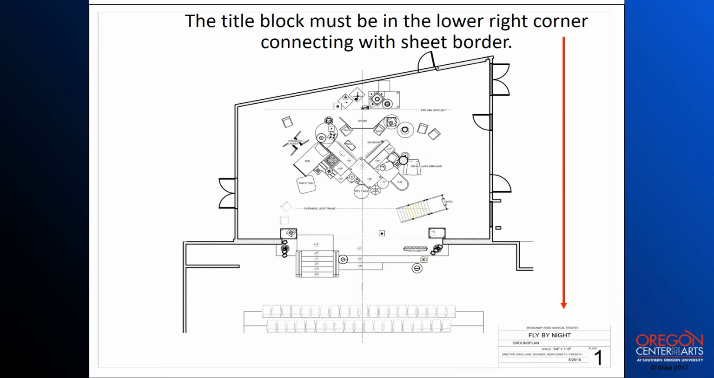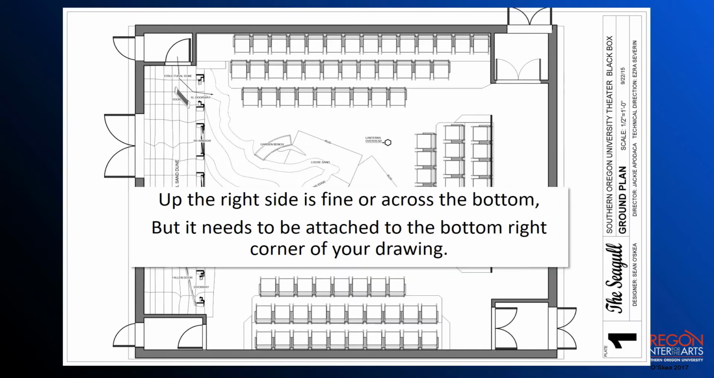The title block must be in the lower right corner, and it wants to connect with the sheet border. There's a lot of different ways that you can draw title blocks. You have a lot of choices there, but they need to be anchored to that lower right-hand corner. So this one's fine. You can use the sort of lighting designer style and run it up the right-hand side. That's a really convenient way to do it. You can run it across the bottom of the paper down the long edge. That's fine. As long as it's anchored to that lower right hand corner, you're fine.